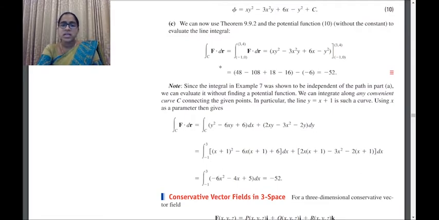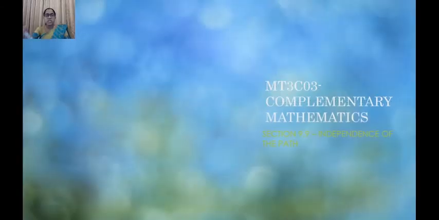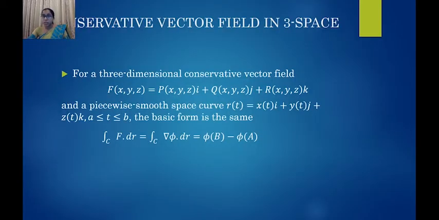We are going to discuss what a conservative vector field is in 3-space. Till now we were dealing with just 2 axes, that is 2D space, the x and y axes. Here we are considering 3-dimensional space. Everything is related and everything is the same, so we are just recalling the things again.